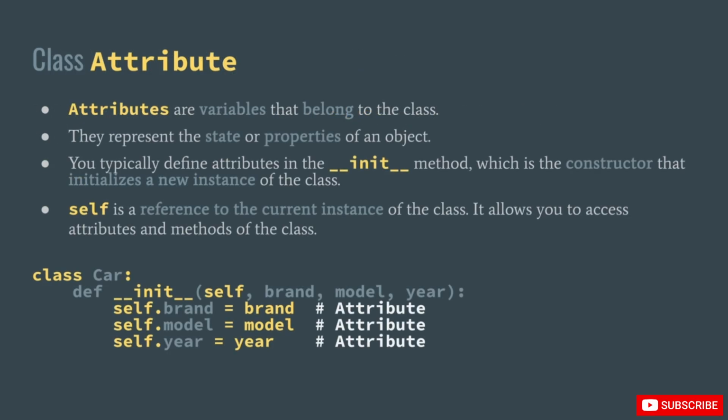Class attributes are variables that belong to the class and represent the state or properties of an object. In Python, we typically define attributes within the init method, which is a special method known as the constructor. This method initializes a new instance of the class, setting up any attributes needed for the object. In the example, we define a Car class with an init method that takes in the brand, model, and year as parameters. Using self, which is a reference to the current instance, we assign these values to self.brand, self.model, and self.year. Self allows each instance of the class to have its own unique set of attributes.